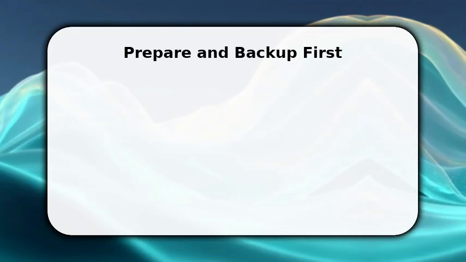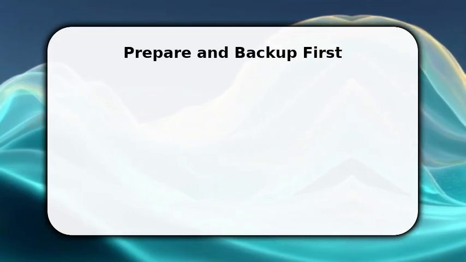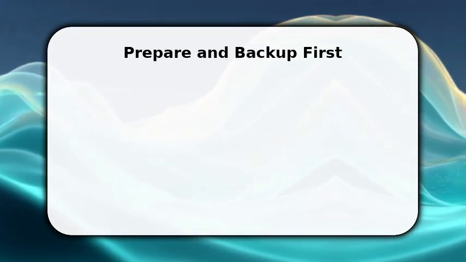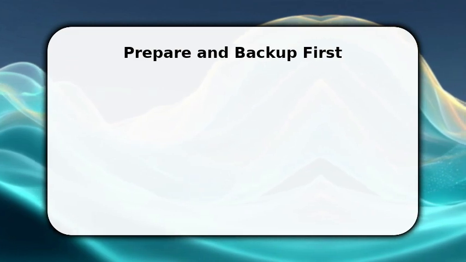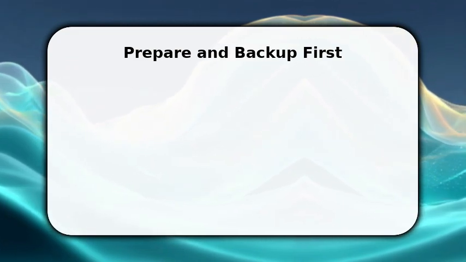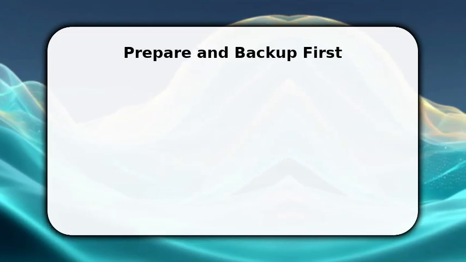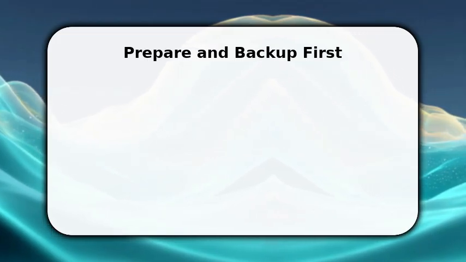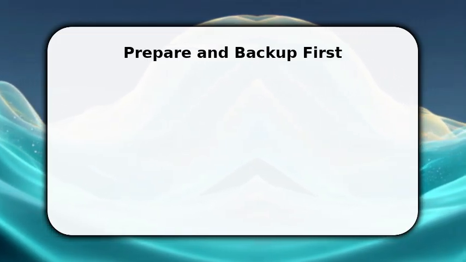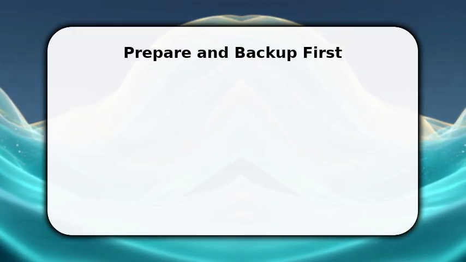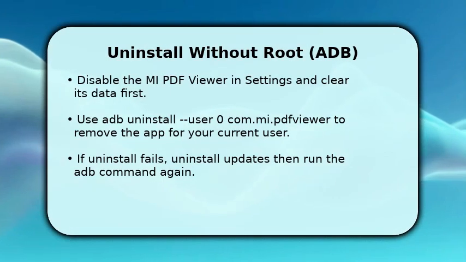Note which apps rely on the MI PDF viewer to avoid accidental data loss. Reinstalling later requires either a full backup or downloading the APK from a trusted source. Disable the MI PDF viewer in settings and clear its data first. If possible, uninstall updates to revert it to the factory package version.